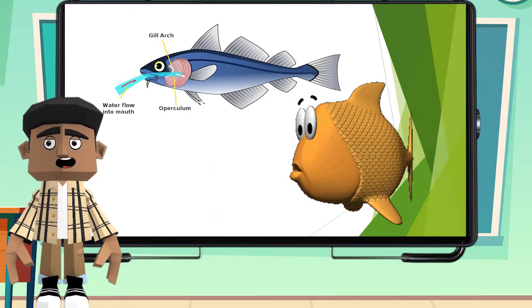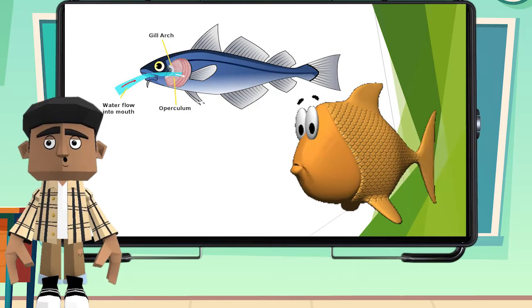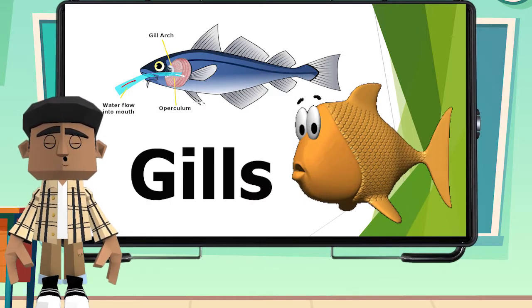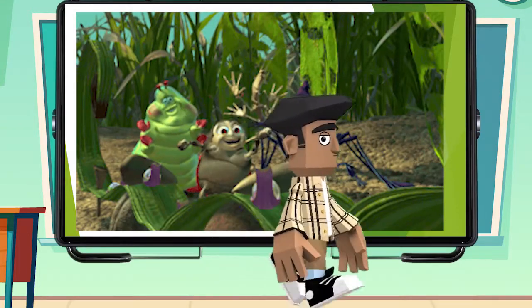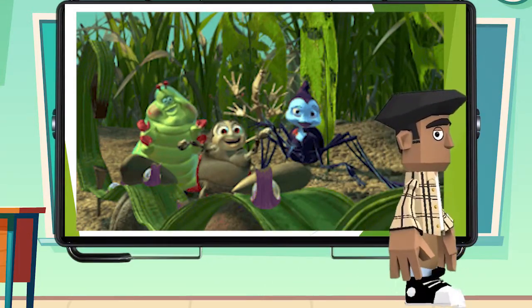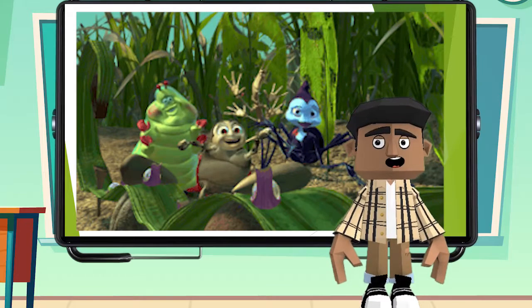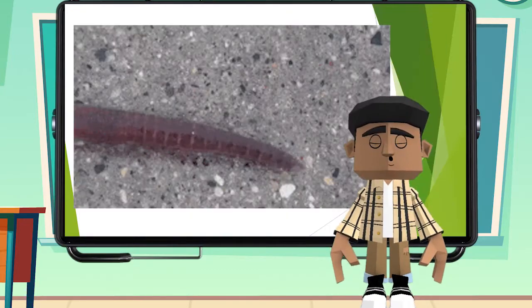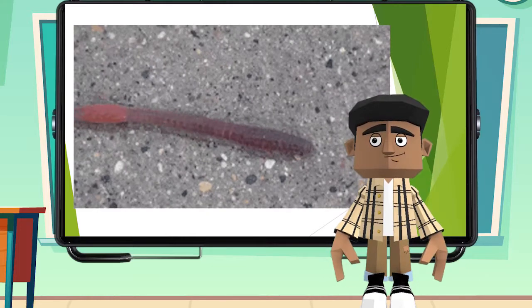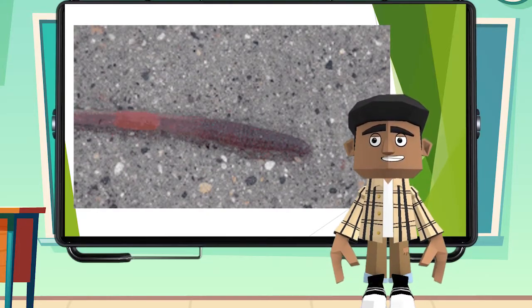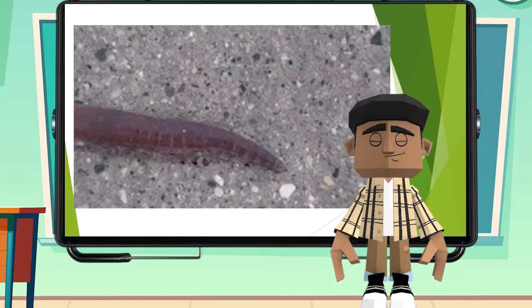Fish breathe underwater using the oxygen that is dissolved in water. But to absorb oxygen from water, fish use special organs called gills. How about these insects? How do they breathe? Correct! They breathe through openings in the thorax and abdomen called spiracles. How about this earthworm? How does it breathe? Did you say through its skin? Very good!